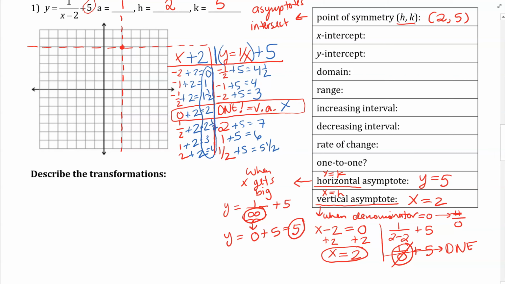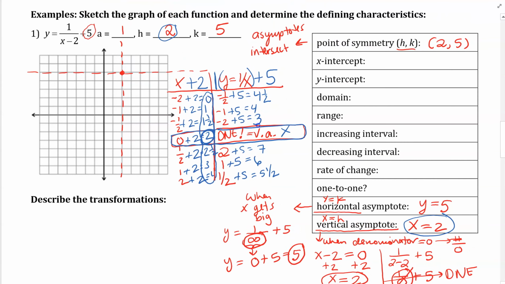So when I plot these points, I'm going to make sure I do not connect the side to the left of the vertical asymptote with the side to the right. So it's really important that we identify there is a vertical asymptote at x equals 2, at this h value right here, and I cannot cross over it. So I'll plot these points on the left: 0, 4 and 1/2, 1, 4, and 1 and 1/2, 3.